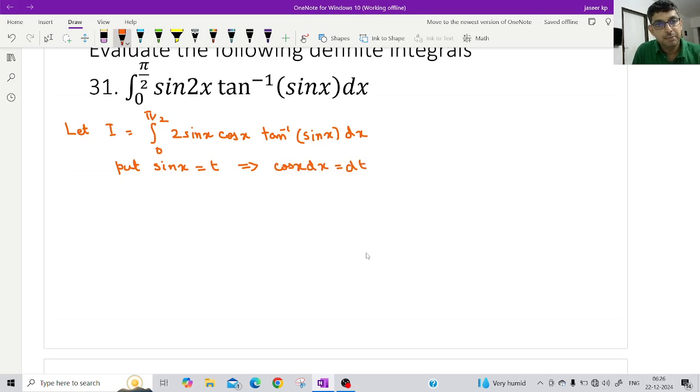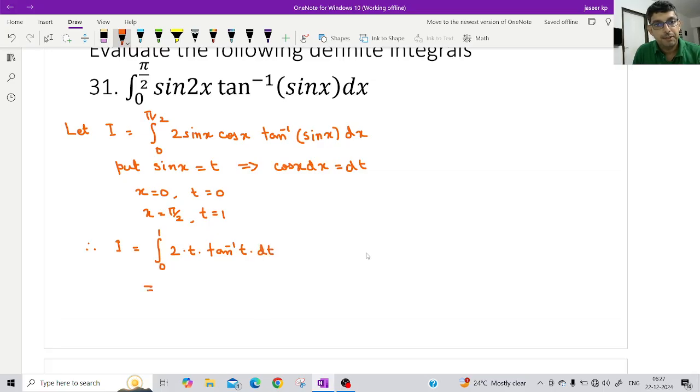Also we will change the limits. x equals 0, that means t will be sine 0, equal to 0. x equals pi by 2, t equals to 1. So lower limit is 0 and upper limit is 1. So now we'll substitute all of this in I. So limits will change to 0 to 1. 2 sin x is 2t. Cos x dx will come as dt. So that means tan inverse, again sin x is t, then cos x dx is dt.